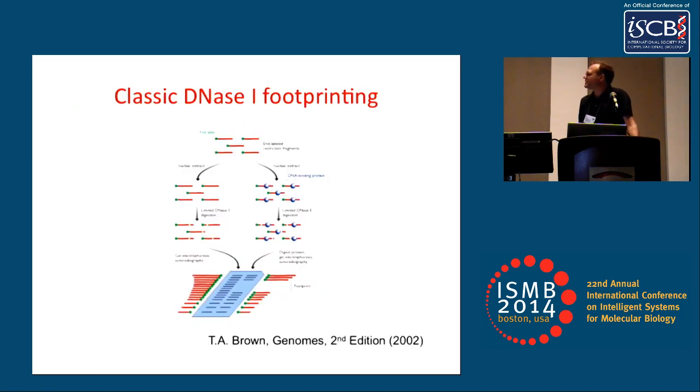Just a little bit of background, DNase is a footprinting agent. It has, of course, an endogenous function in the cell.